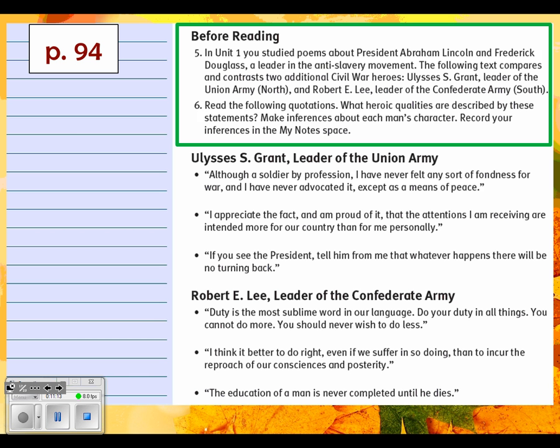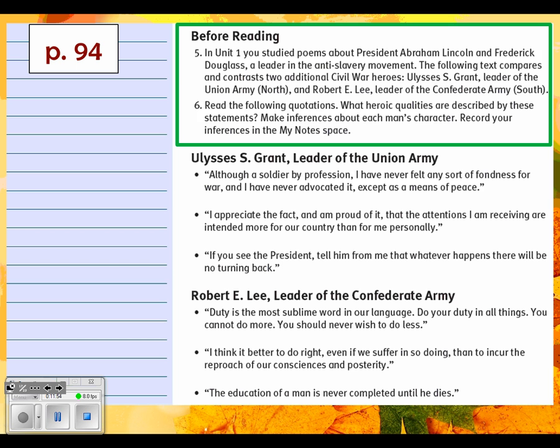Involving two additional Civil War soldiers, Grant, leader of the Union Army, and Robert E. Lee. Thanks. Now, it's not going to show up on the screen, but I'm going to ask you to make a couple of highlighted marks here. Go ahead and highlight Grant, Union, North. Highlight Lee, Confederate, South. So this is going to be your quick note, your reminder when you read this piece, if I forgot who was for which side, this will be the place to go back to.